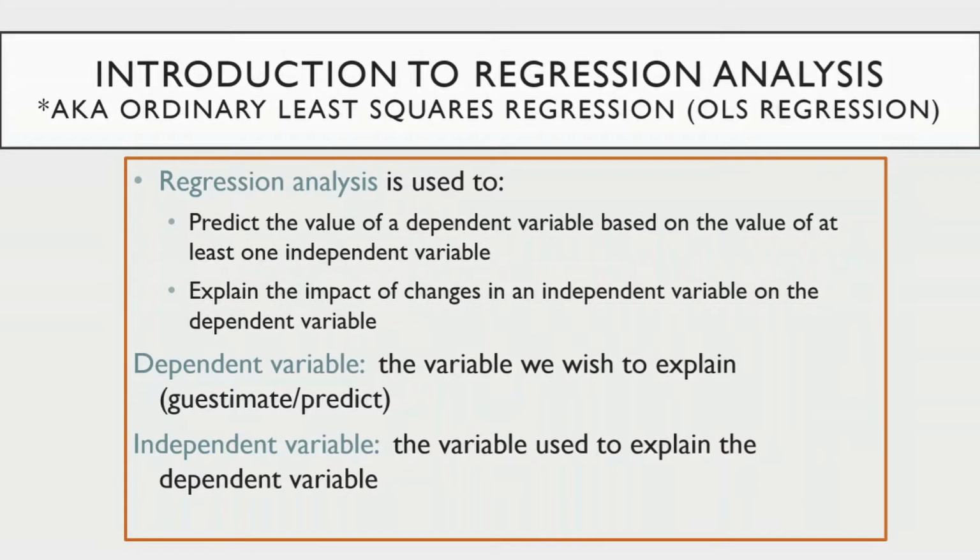Regression analysis is also used to explain the impact of changes in an independent variable on the dependent variable. That's kind of saying the same thing but worded a little differently. The dependent variable is the variable that we want to explain, also known as an outcome variable. It's what we're trying to guesstimate or predict. Our independent variable is the variable that is used to explain or predict the dependent variable.